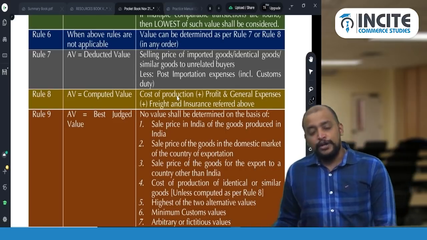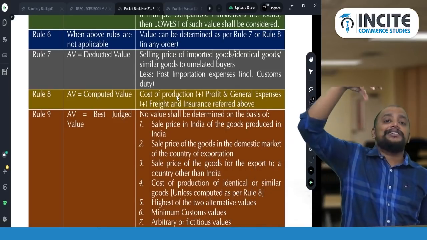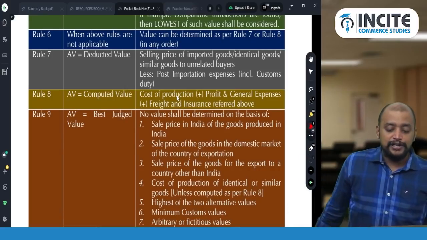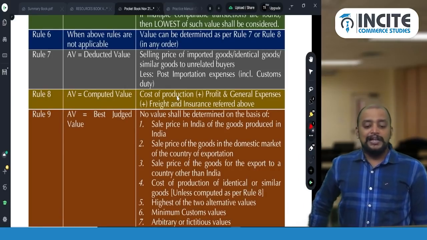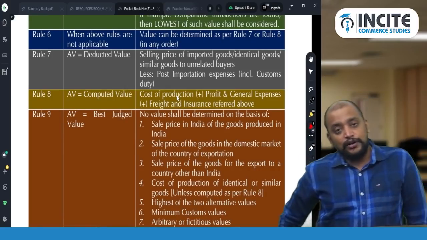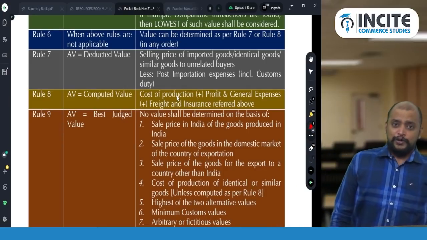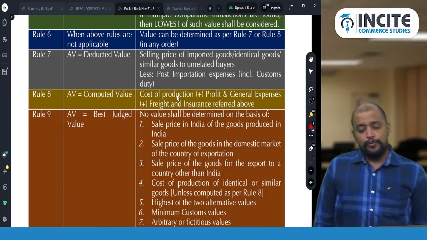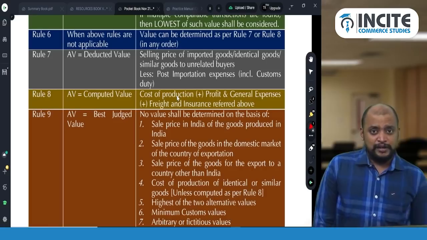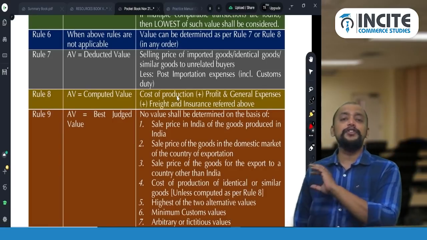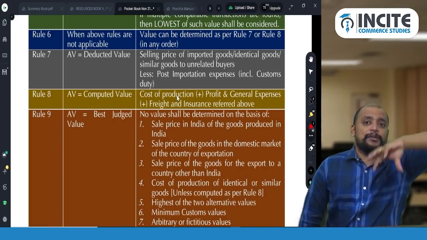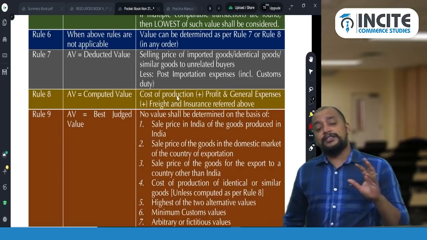If you take out, you will be identifying the price at the time and place of importation. That is known as the deductive value method: the selling price of imported goods, or identical goods, or similar goods sold to an unrelated buyer, minus post-importation expenses including customs duty, etc. If you take out, you will know the price at the time and place of importation. This is known as deductive value.